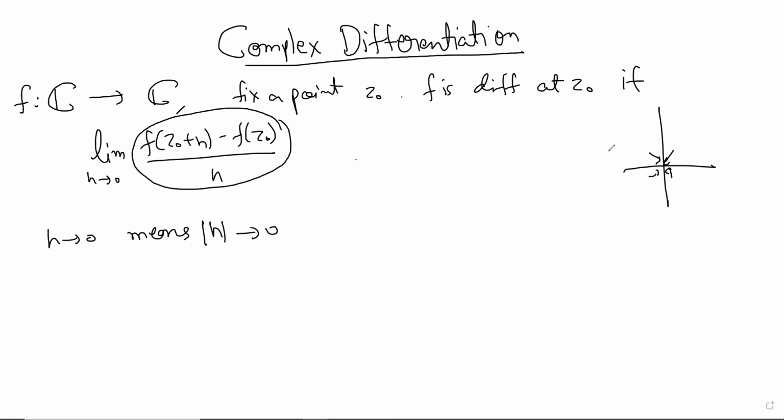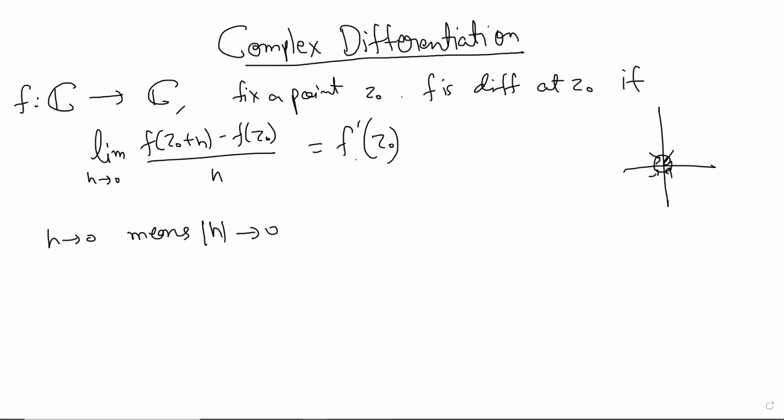You take any neighborhood around this and all h inside that, then you decrease the neighborhood further, and you see where this quantity, which you can call g of h, goes, if it goes anywhere. And if it does, then we say that f is differentiable, and the symbol, just an extension of what we use for reals, is f dash z naught.